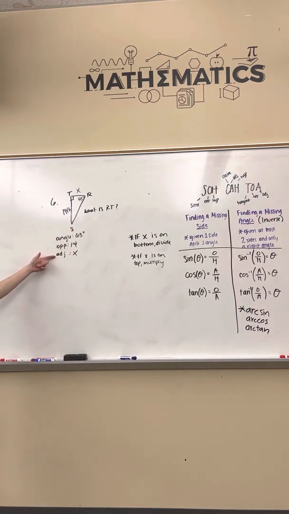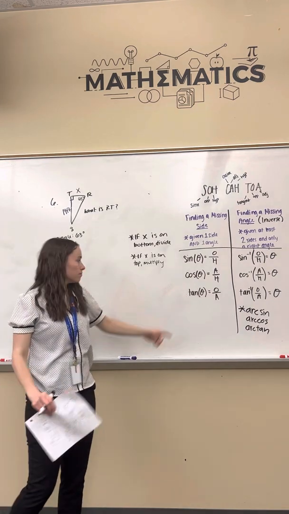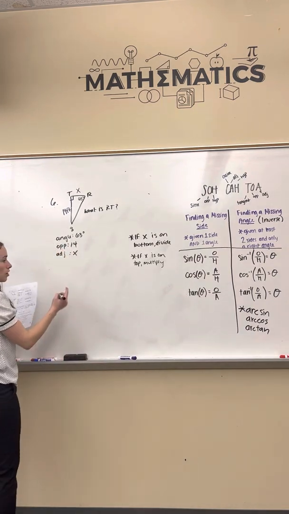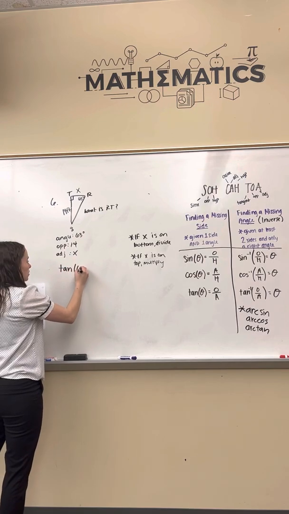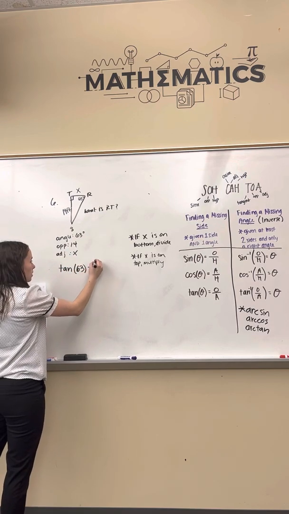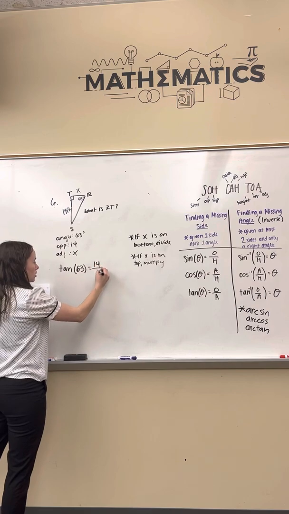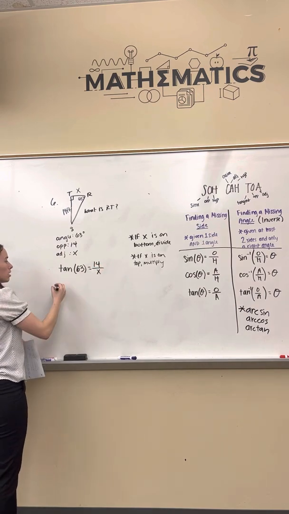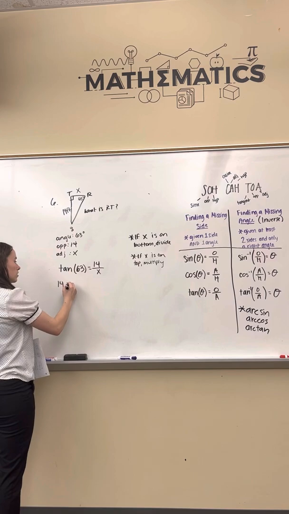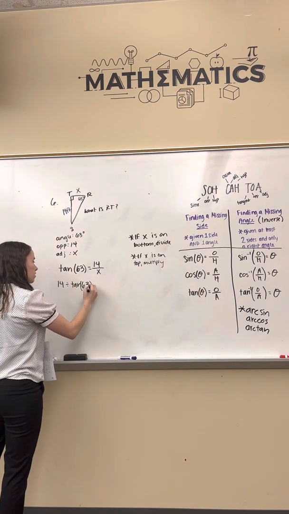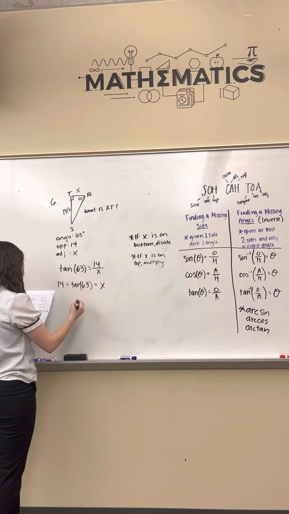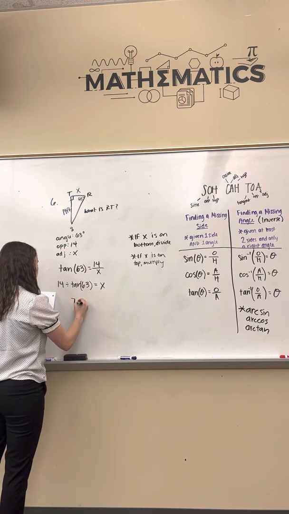So opposite and adjacent tells us that we're dealing with cosine. Sorry, tangent, which means I want to take tangent of 63 equals my opposite over my adjacent. X is on the bottom, so I divide. 14 divided by tangent of 63 equals X, and you should get 7.1.